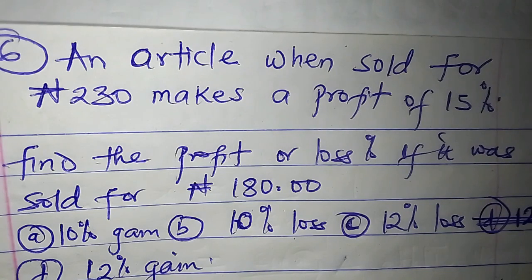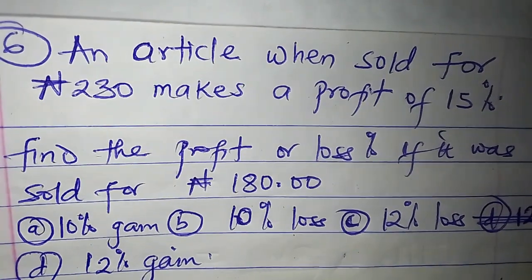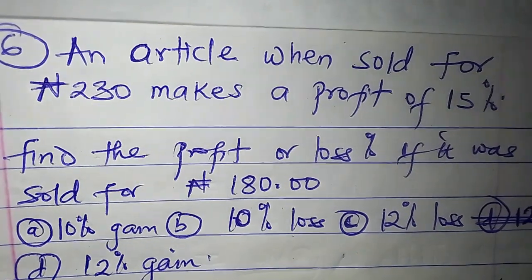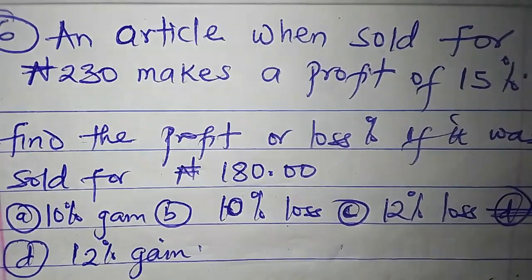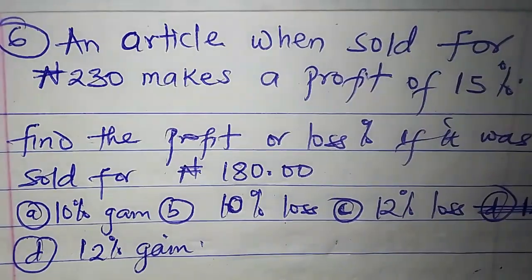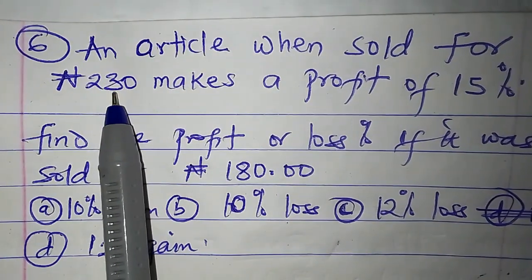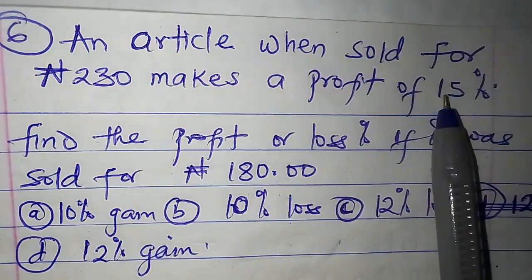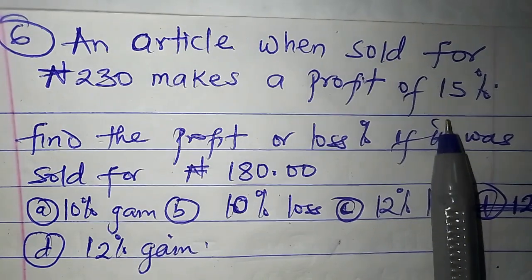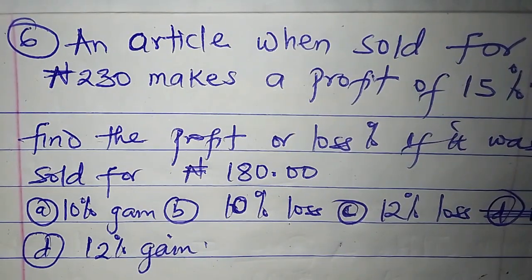Question 6 says, an article when sold for 230 naira makes a profit of 15%. Find the profit or loss percent if it was sold for 180 naira. And the options are given. Now, we were given the selling price 230 naira, the percentage profit 15%. So what we need to get first is the cost price of the article.